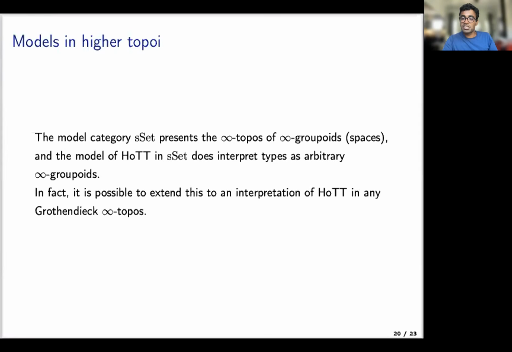And indeed, it's possible to extend this construction for simplicial sets to an interpretation of HoTT in any infinity topos, where types or contexts are interpreted as arbitrary objects of any infinity topos. And so the special properties of the infinity topos of infinity groupoids cannot be captured by HoTT. So for example, the infinity topos of infinity groupoids is hypercomplete, for people who know what that is, but you can't say that HoTT is hypercomplete because it can be interpreted in infinity toposes that are not hypercomplete.